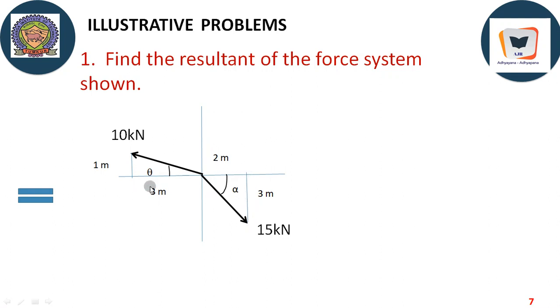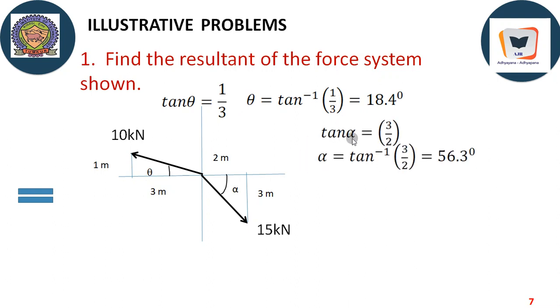And therefore this will help us to find out the inclination of these forces. As far as this inclination is concerned, tan theta equals opposite by adjacent, 1 by 3, therefore theta equals tan inverse of 1 by 3, 18.4 degree. And as far as alpha is concerned, tan alpha equals 3 by 2, and alpha equals tan inverse of 3 by 2, which gives us 56.3 degree. Therefore this inclination is 56.3 degree and this inclination is 18.4 degree.